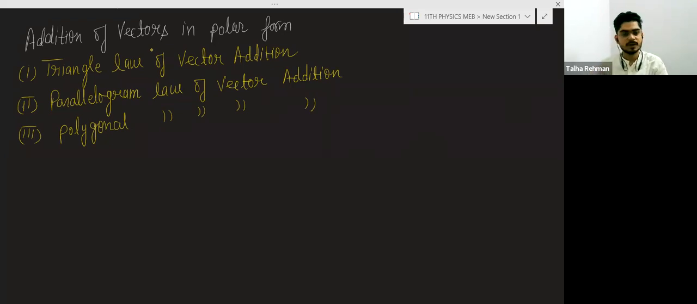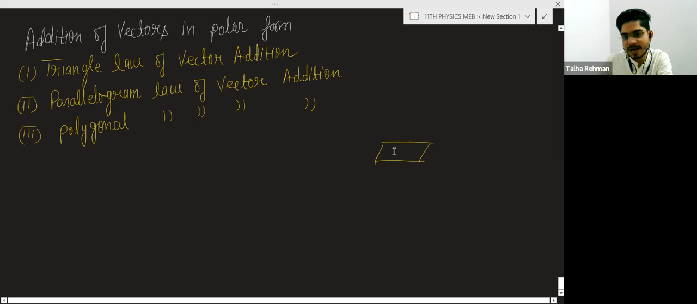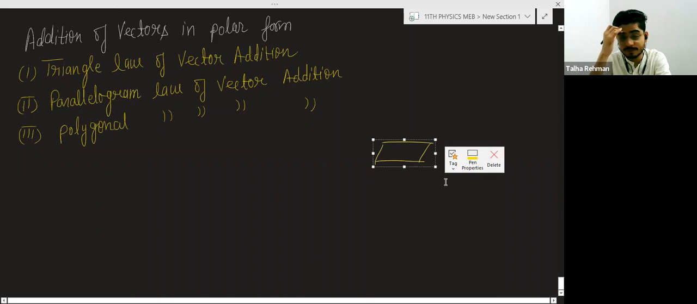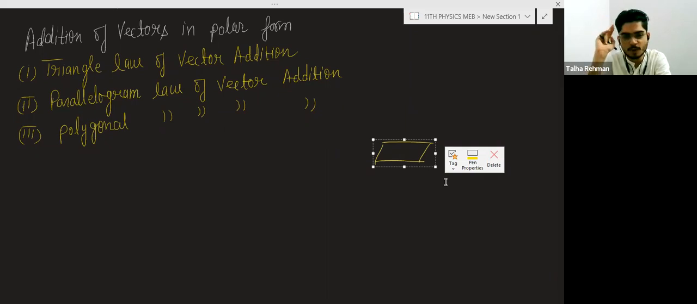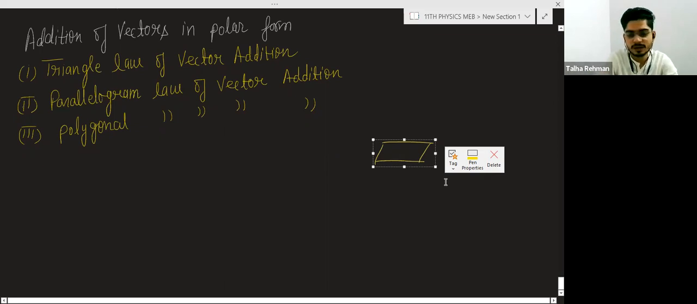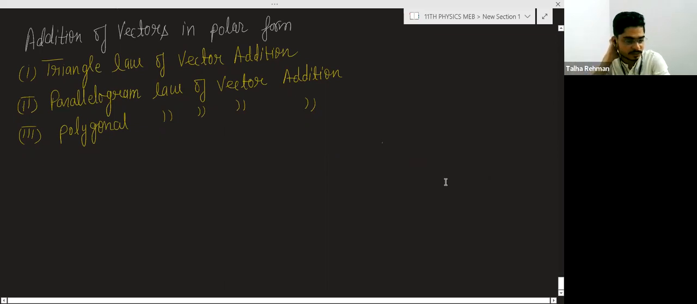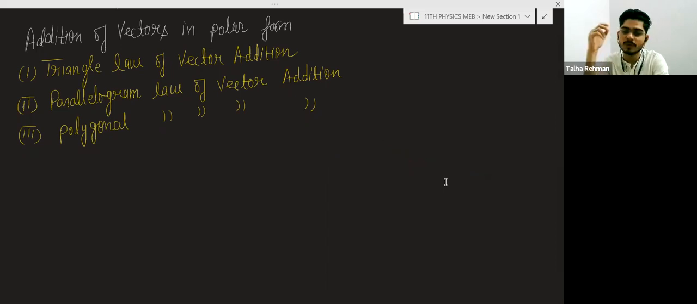You know what is a triangle. You know what is a parallelogram. A parallelogram is like a rectangle, having one side equal. A parallelogram is like this: this side and this side are parallel and equal, and this side and this side are parallel and equal. So a rectangle is also a type of parallelogram. A triangle has three sides. Polygon means having more than three sides. Poly means many, gon means sides. Polygon, many sides.